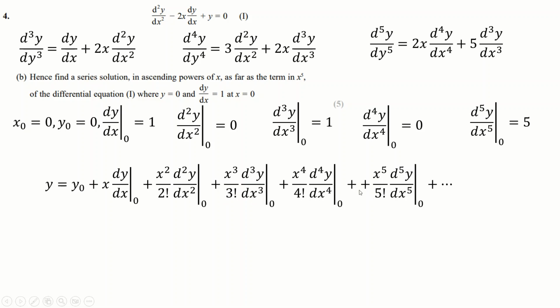Don't know why there's 2 positives there. Mistype, that's okay. I guess it's technically completely correct, so that's fine. And we have this is equal to 1, so we have one of those. This is equal to 0, so that just goes away. We have one of those.